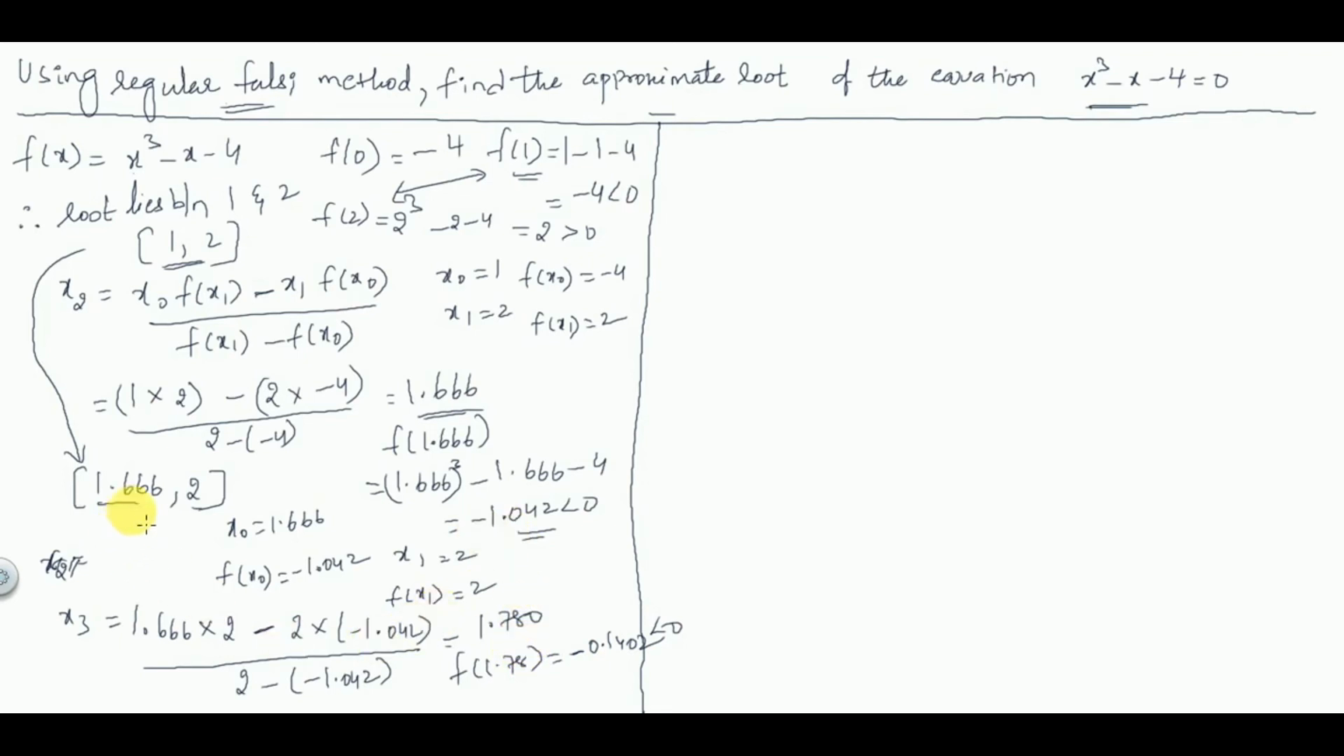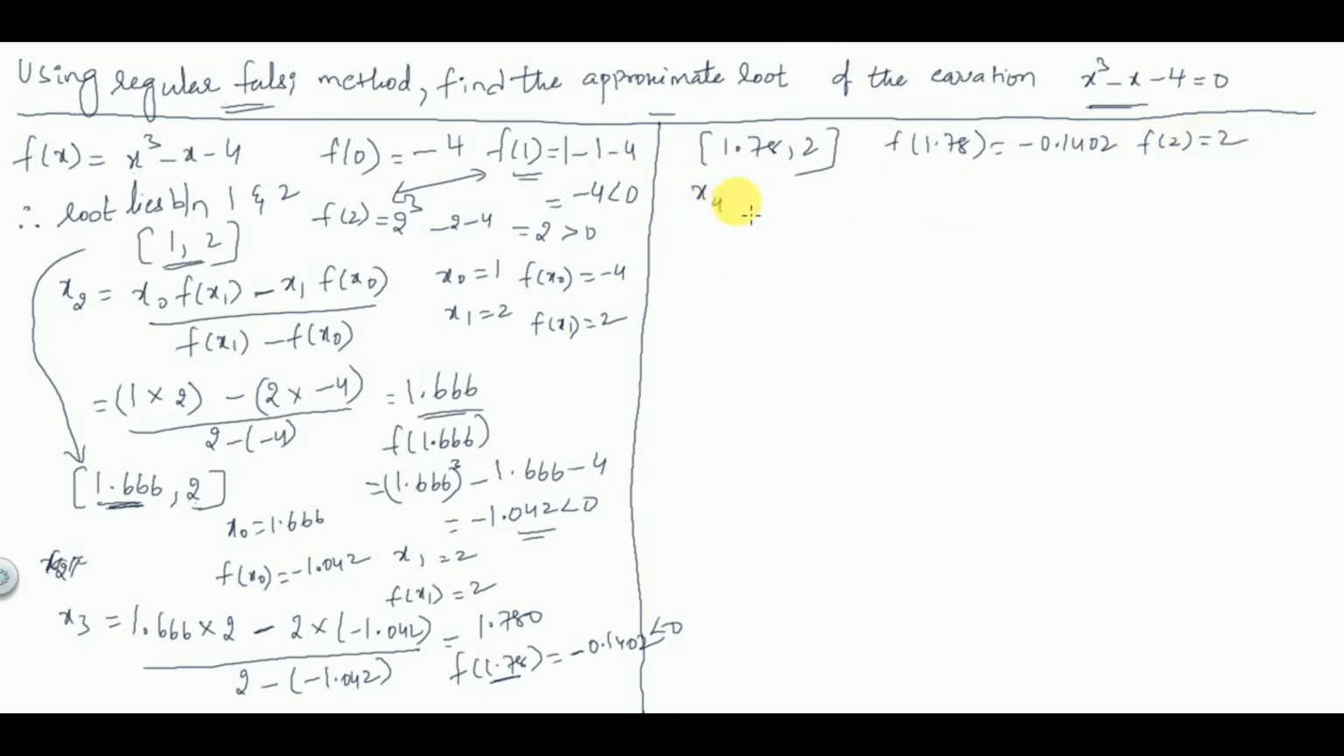So what is the negative root here? So in these two, what is the negative root? 1.666 is the negative root. So 1.666 is now replaced by 1.78. So it is coming closer still. So now the root is bracketed between 1.78 and 2. What is f of 1.78? It is minus 0.1402, and f of 2 is still 2.